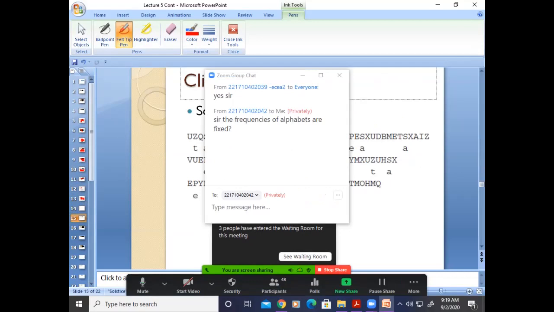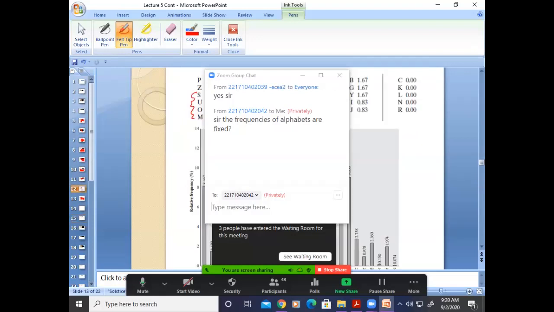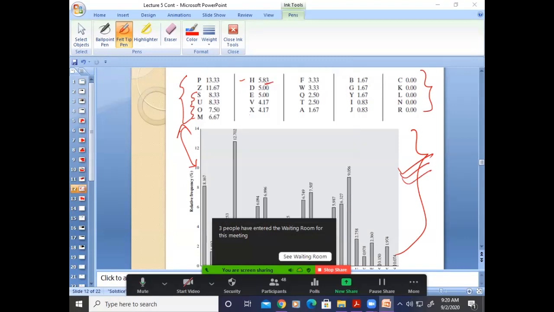So the frequency of alphabets is fixed. In the general English, yes, this is fixed, right? But in the ciphertext, we need to find and get some relation between the letters frequently coming in the ciphertext and in general English. Yes, this diagram will be fixed. Got the point? Yes, sir.